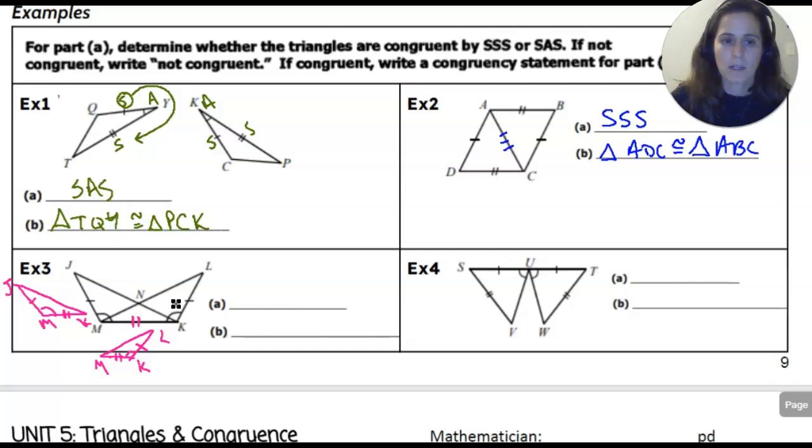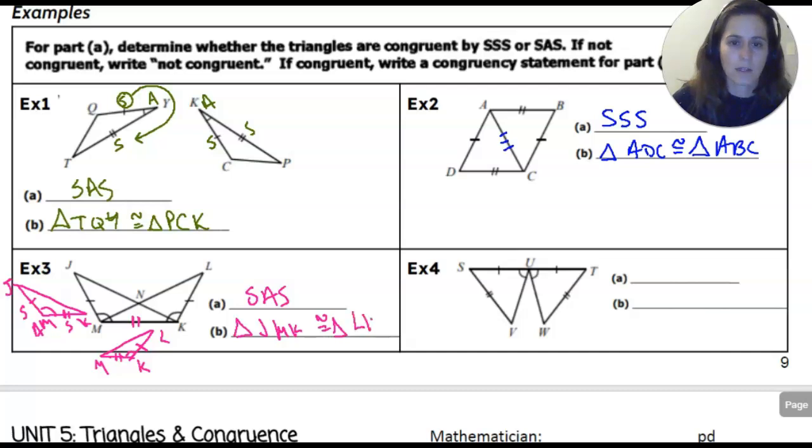Now I put my markings on. I have a side, I have an angle, and I have another side. So I can read that as side, angle, side. So then triangle JMK is congruent to triangle LKM.